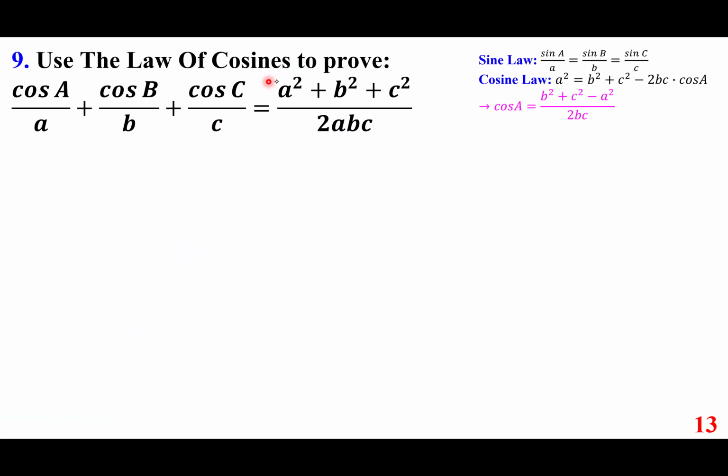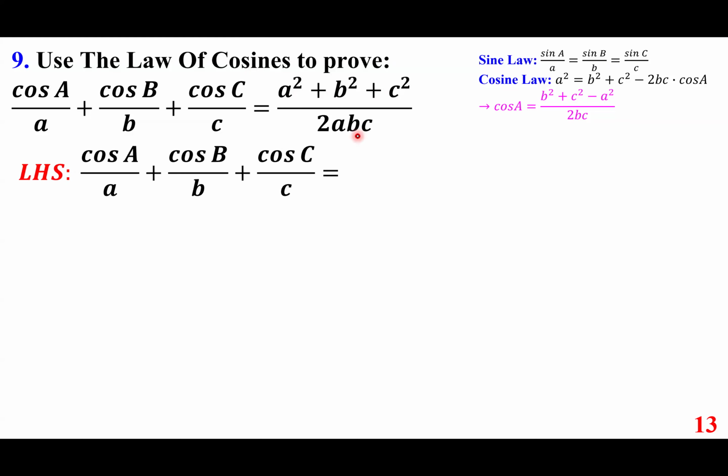Use the law of cosines to prove cosine A over a, cosine B over b, cosine C over c is a squared plus b squared plus c squared over 2abc. So we start from one side and we go to the other. For example, if we start from the left-hand side, we have to take a common denominator, which is abc. This one I'm going to multiply by bc, this one by ac, and this one by ab.